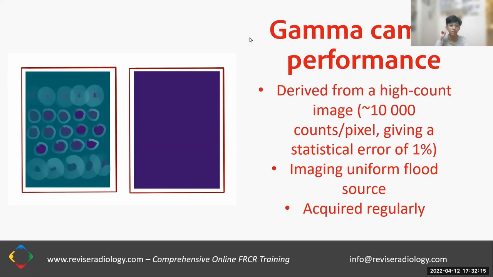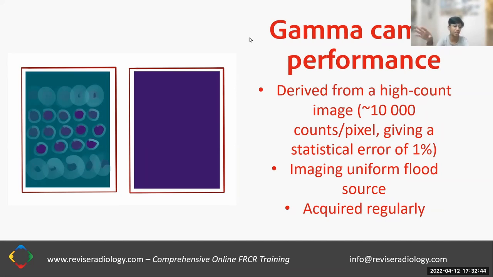It's also important to make sure that the gamma camera performance is derived from a high count image. So we know that it's the count, or the number of photons reaching the camera, that determines the image quality. So you need a high count image. You need each pixel to be created by around 10,000 counts with a statistical error of 1%.